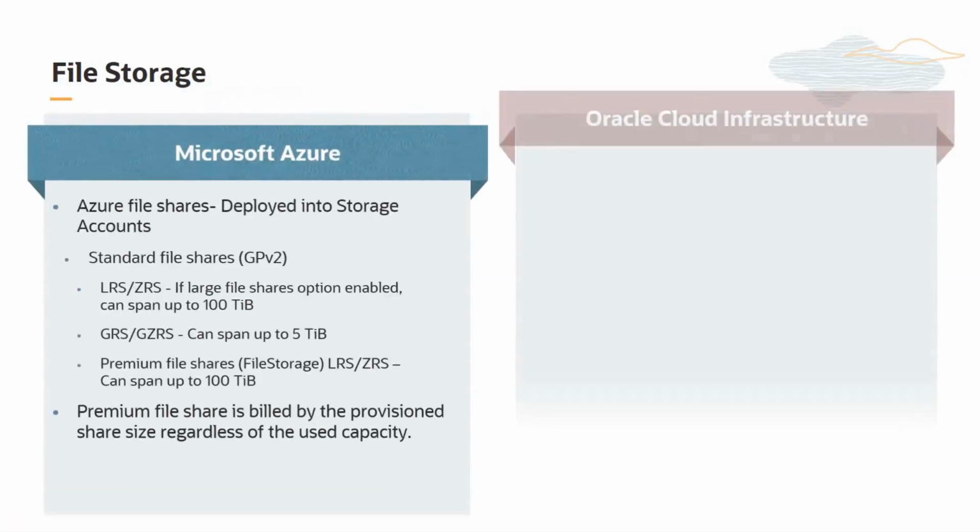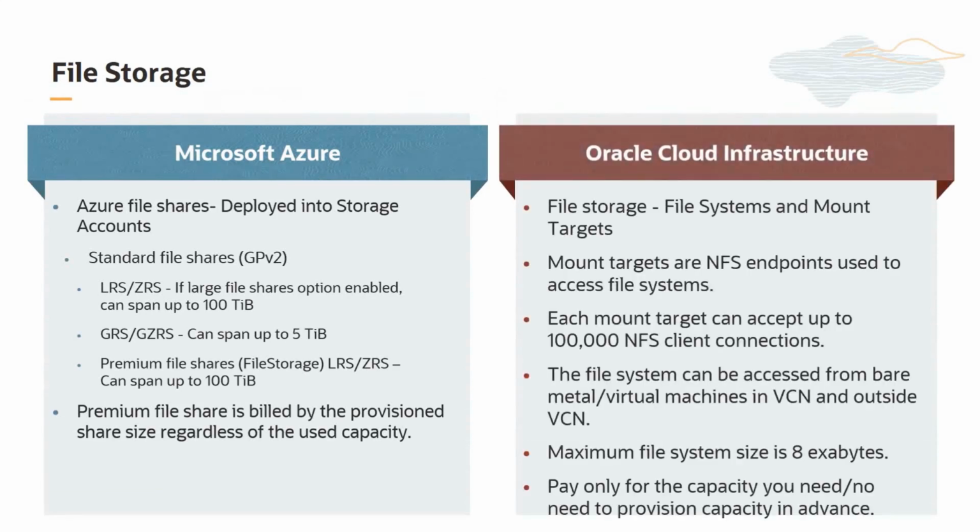In Azure, file shares are deployed inside a storage account. There are two types of file shares, standard file share and premium file share. Depending on the type of replication option you select, you get different flavors. Premium file shares can span up to 100 TB and are billed by the provisioned share size regardless of the used capacity. In OCI file storage, there are two constructs.